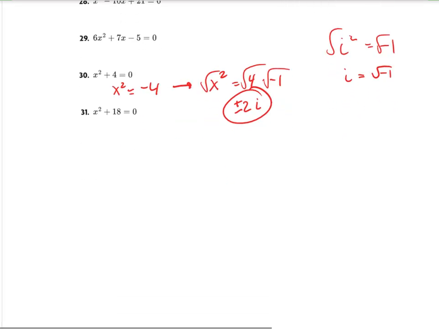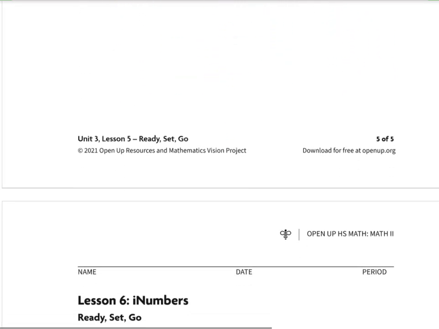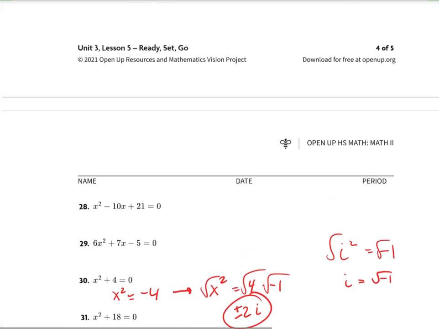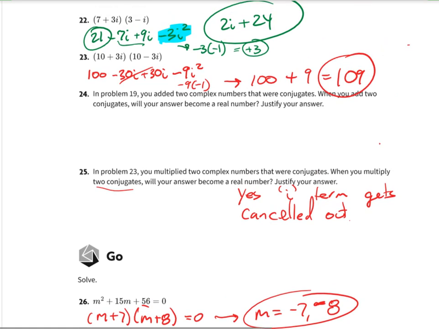Okay, I think that takes us through all of it. Does that finish up? Yeah. That'll do it for the fifth lesson for Unit 3.